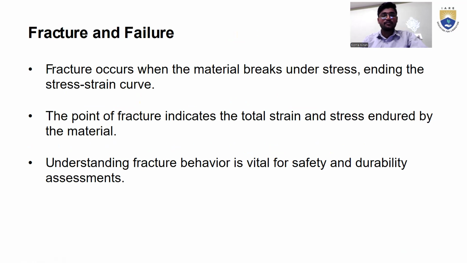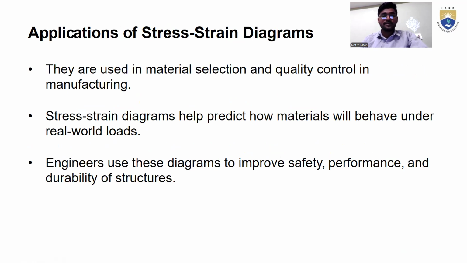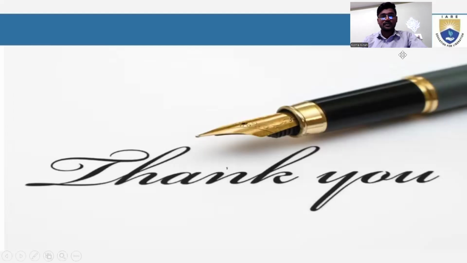Fracture is when the material breaks under stress. That is one thing we need to remember. And also modulus of elasticity means stiffness, and ductility means the material undergoes plastic deformation. The applications are mainly controlling manufacturing, and we can predict the behavior of the material. This is the summary. And at the last, thank you.